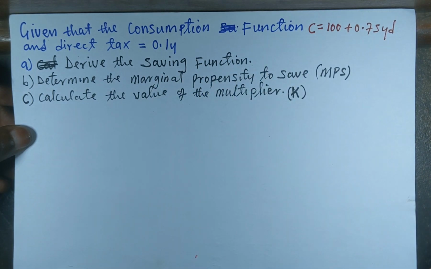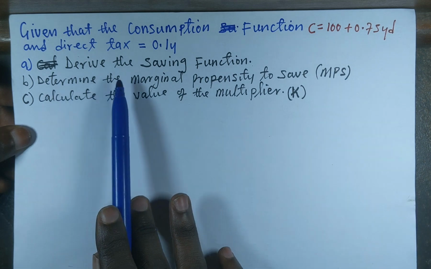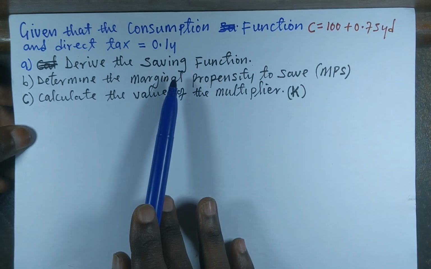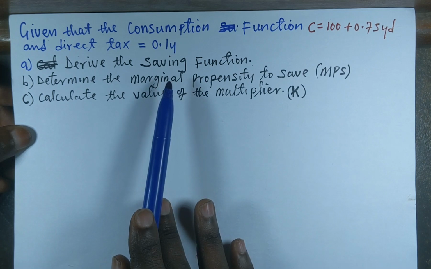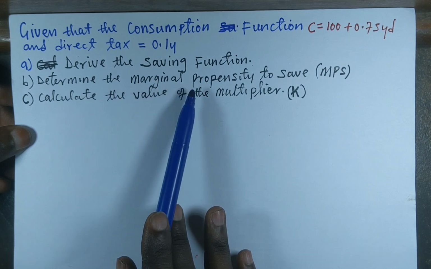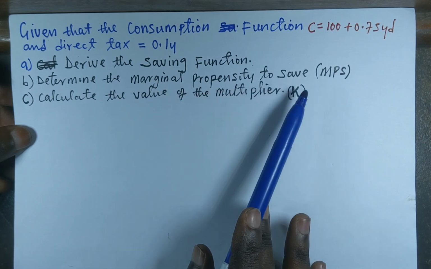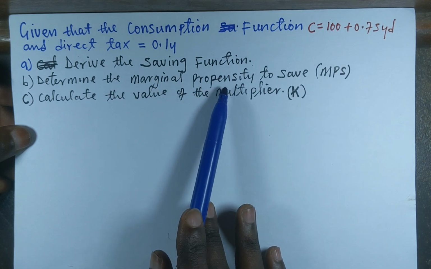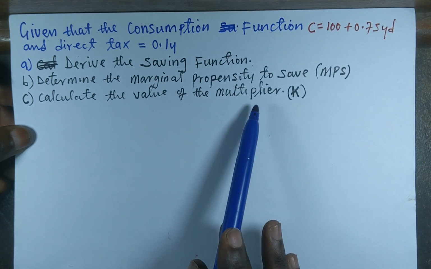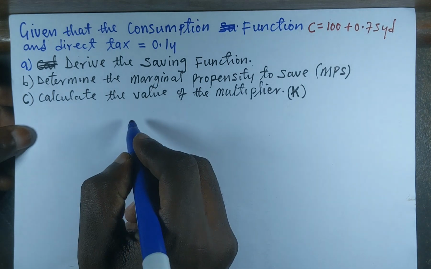In today's video, I'm going to be teaching you how to derive the saving function, and also determine the value of the MPS, that's the marginal propensity to save. And lastly, calculate the value of the multiplier. So, solution.